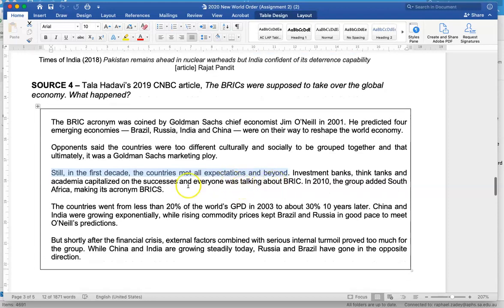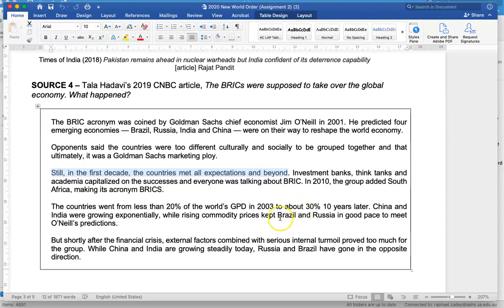In 2010, South Africa joined the groups. They went from controlling 20% of the world's GDP to 30% in just 10 years, which is impressive. And China and India grew exponentially. In other words, they multiplied in terms of their economic power.